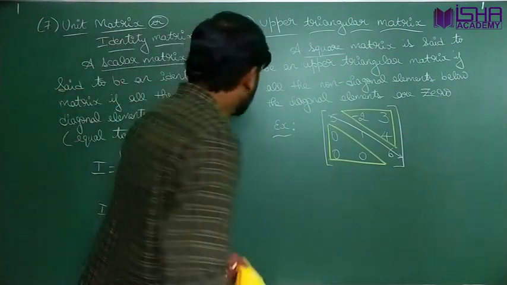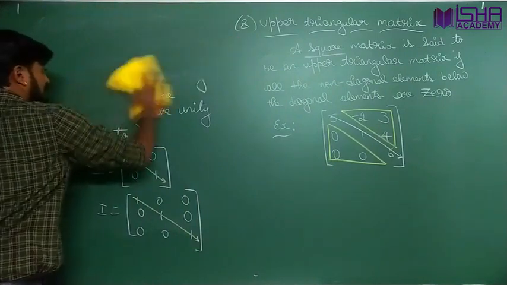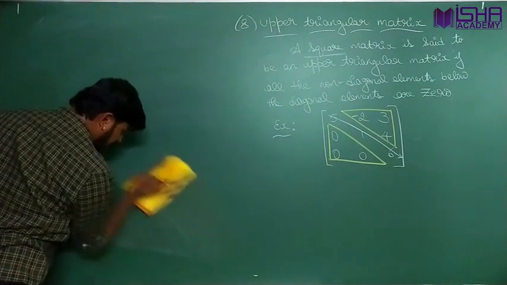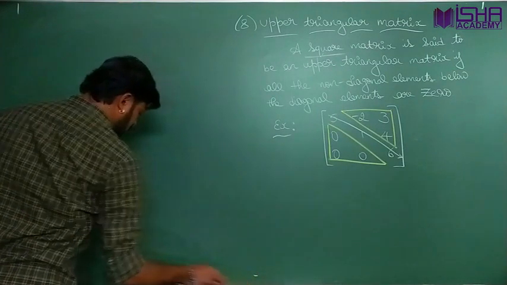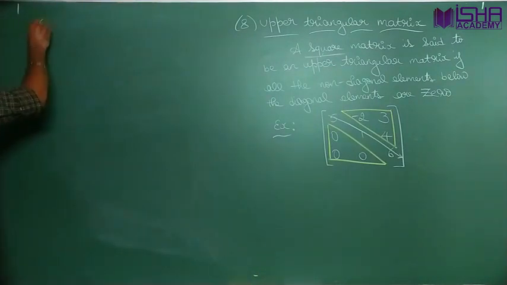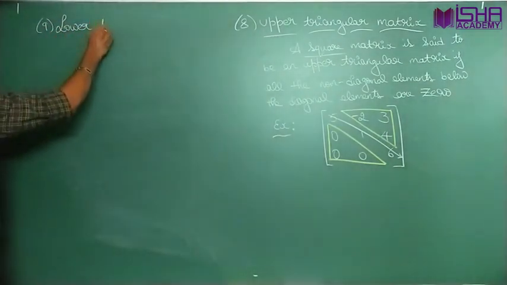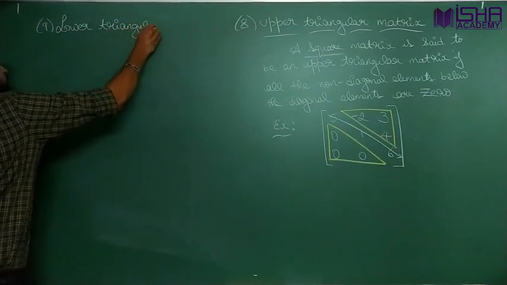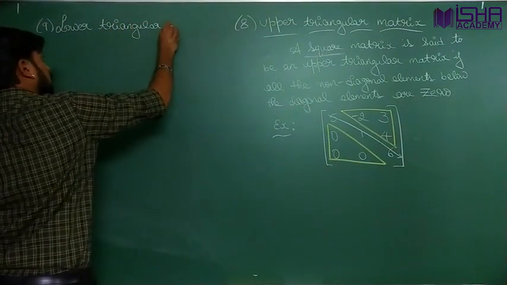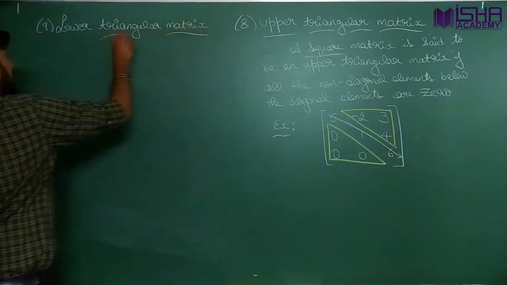Similarly, next one and the last type of matrix. You can say yourselves, if there is an upper triangular matrix, there can be another one. Yes. And the ninth one, lower triangular matrix.